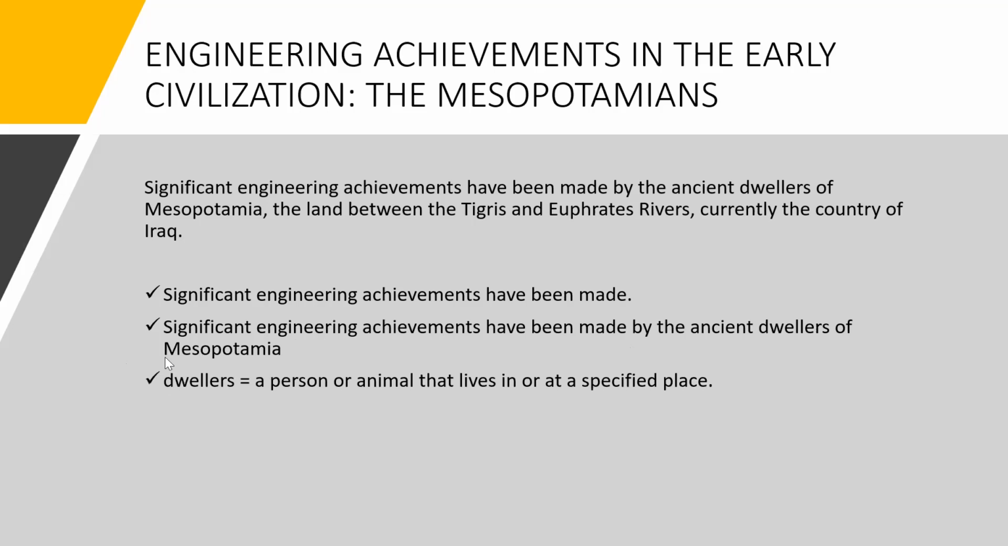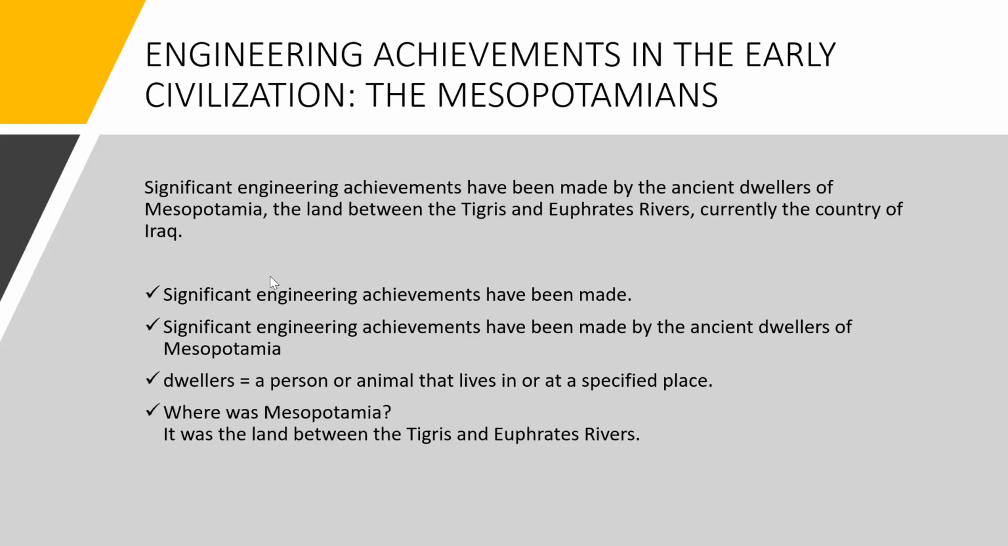What is the meaning of dwellers here? Dwellers here means a person or animal that lives in or at a specified place, or we can say penduduk in bahasa. The next one is the clause of Mesopotamia, and then you have a comma and then another comma. It means that between these two commas, you will have the additional description or explanation about what Mesopotamia is. So Mesopotamia is actually the land between the Tigris and Euphrates River. And then the second additional information is that Mesopotamia is currently the country of Iraq.